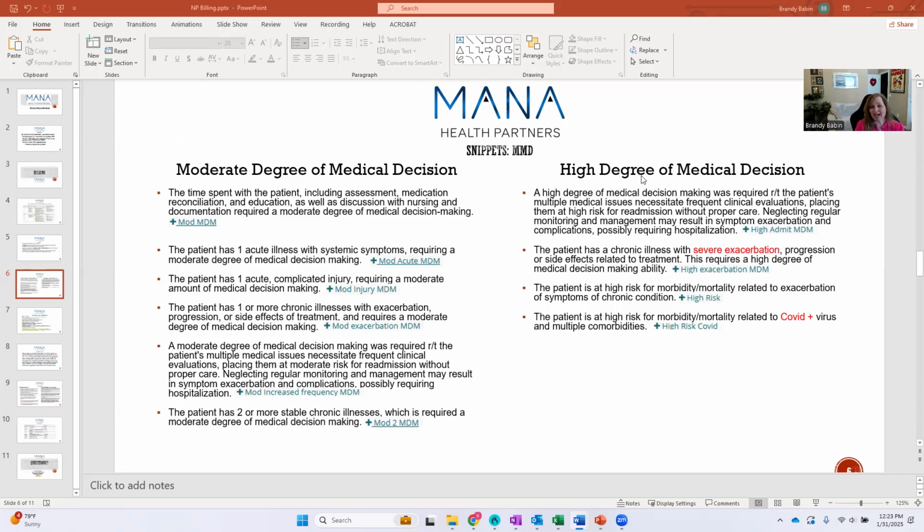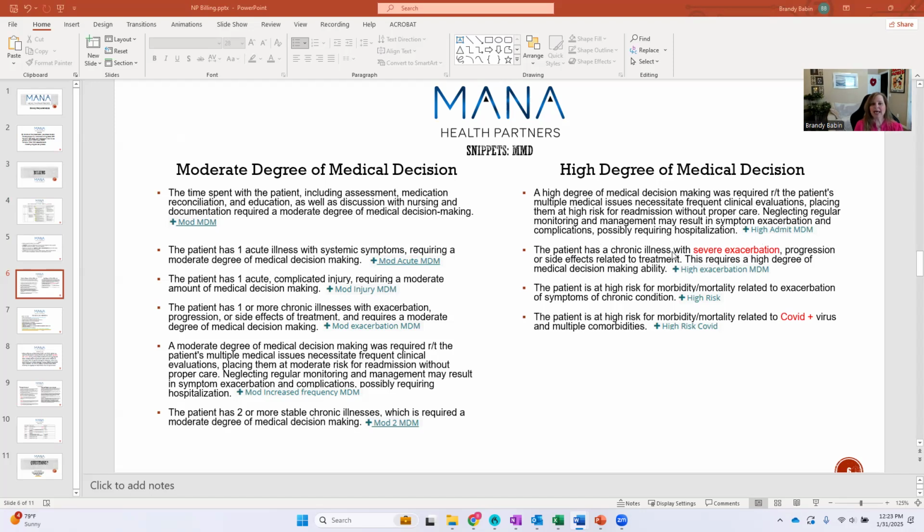As far as high degree of medical decision making, there's one that says high admit. So it's a high degree of medical decision making that requires extensive care to review, and neglecting them could possibly end up in a readmit to the hospital. This one is high exacerbation. So high meaning high MDM, and then exacerbation. So the patient has a chronic illness with a severe exacerbation.